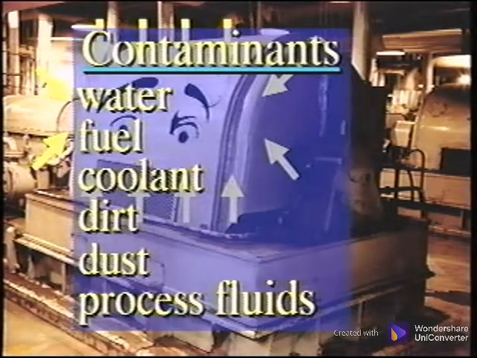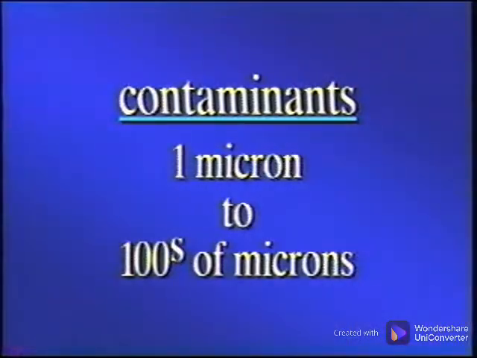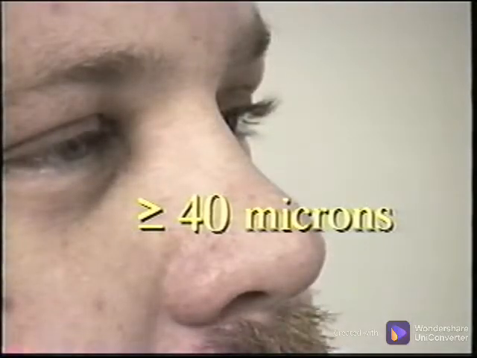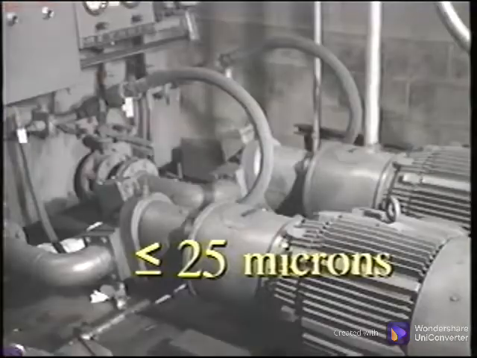These include water, fuel, coolant, dirt, dust, processed fluids, and other solid or fluid contaminants. These particles range in size from 1 micron up to several hundred microns. A micron is 1/1000th of a millimeter, which is about 1/25th of a mil. Human hair is 75 microns, and the unaided eye can see objects as small as 40 microns.